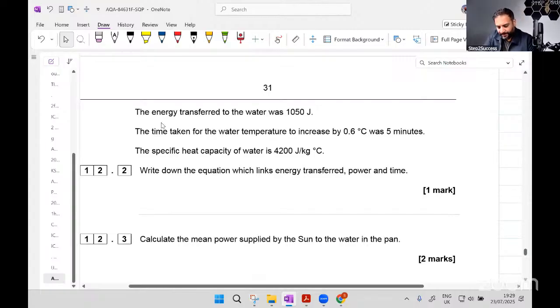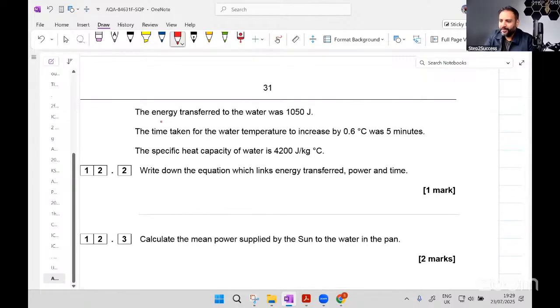Right, this is really easy, but the equation will involve energy, power, and time. Again, you guys are all going to get an equation sheet. You've got to find the one. Power is energy divided by time is one of the versions of that equation. Calculate the mean power supplied by the sun to the water.